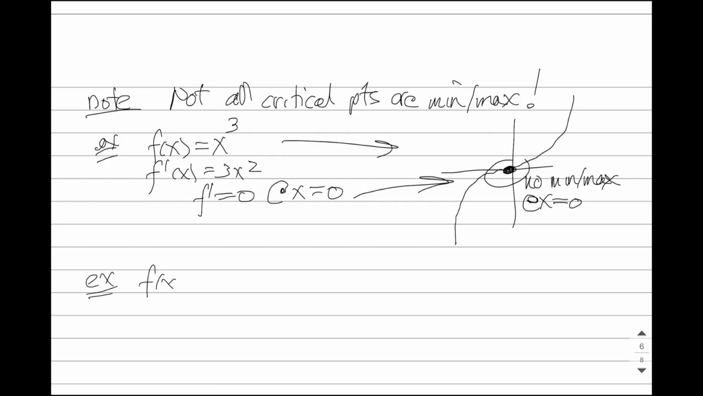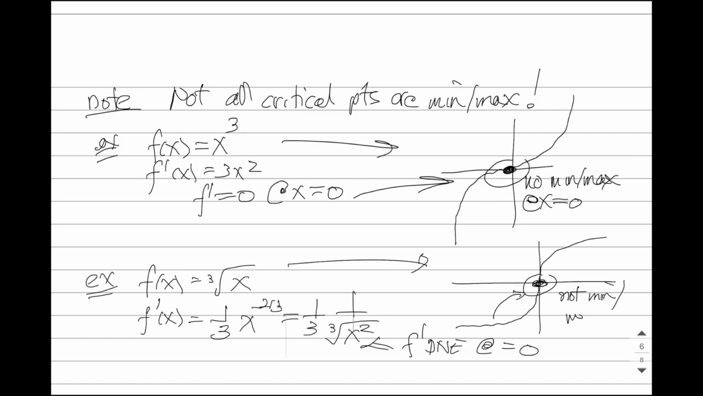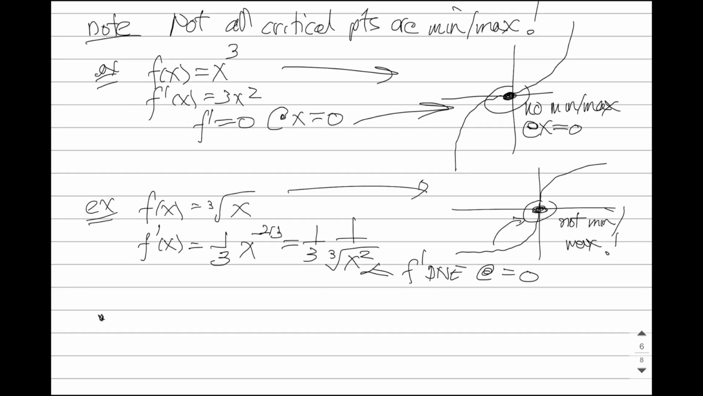I could talk about the cube root of x. Its derivative is 1/3 x to the minus 2/3, which you could write as 1 over the cube root of x squared. f prime doesn't exist at x equals 0. But if I take a look at the graph of the cube root, right there, it has a vertical tangent, but it's not a minimum or a maximum. So you have to be really careful. Critical points are necessary, but not sufficient for extrema.